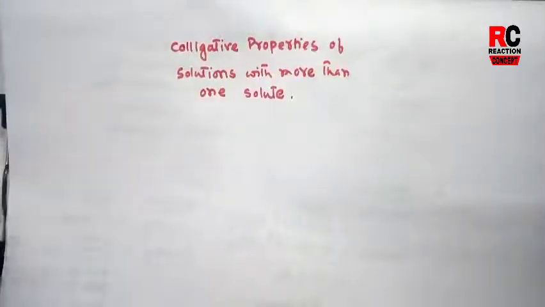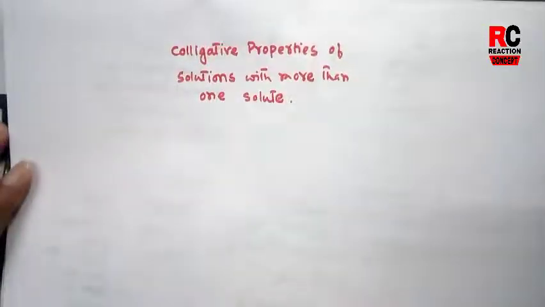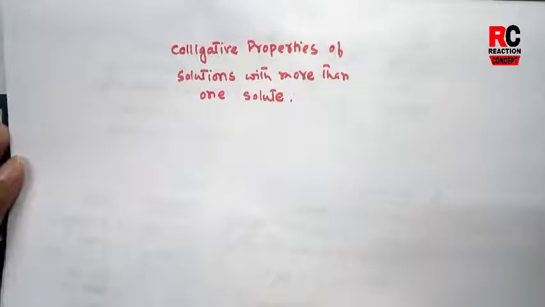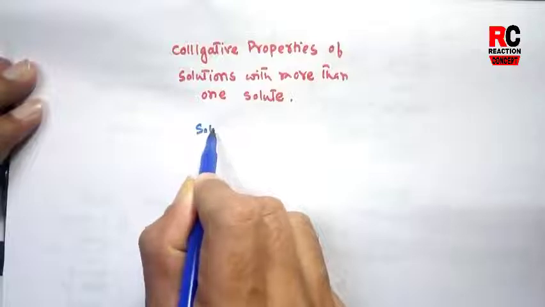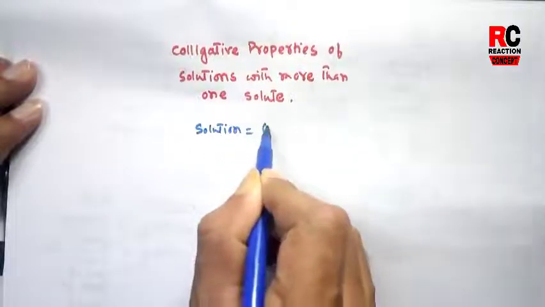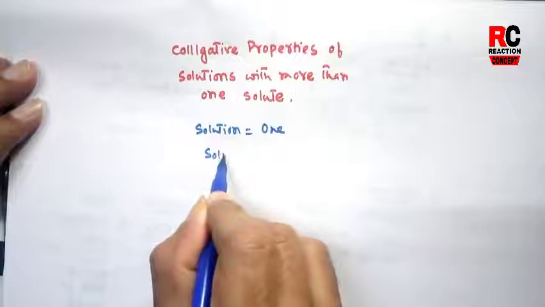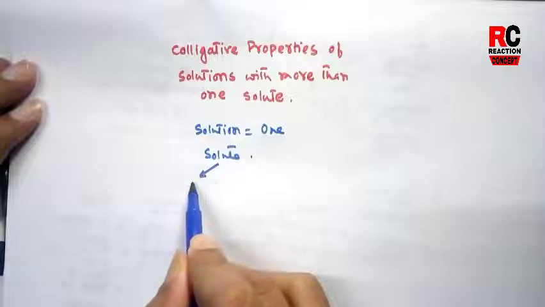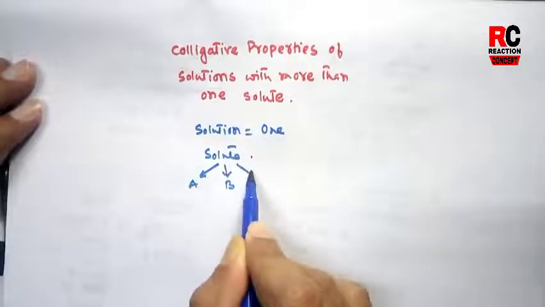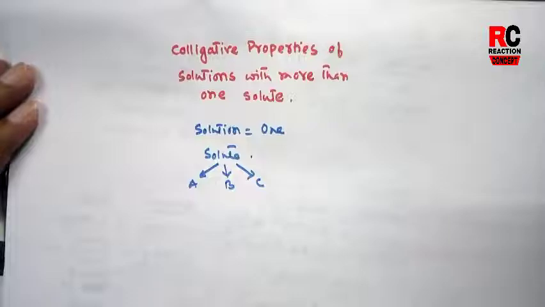Now we'll discuss a miscellaneous type of concept from colligative properties. I have included this part in the osmotic pressure video itself because I am not making an extra video for this. So what would be the topic? It is the colligative properties of a solution containing more than one solute. Here we are considering one solution, but the solutes are more than one. A solute may be A, B, C.